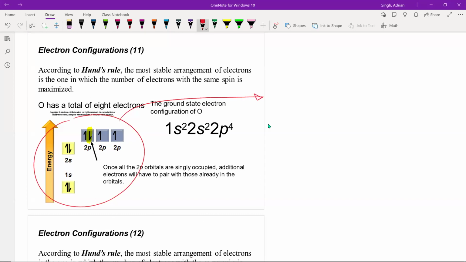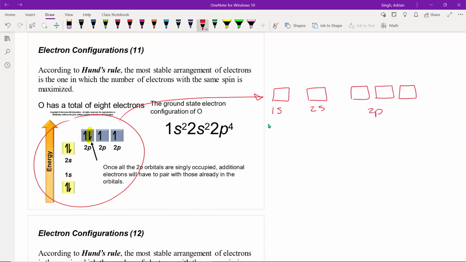So if I go from left to right now in order of increasing energy, I can say this is my 1s, this is my 2s, and then I have my three 2p's right next to each other like this. So these would be collectively the 2p.